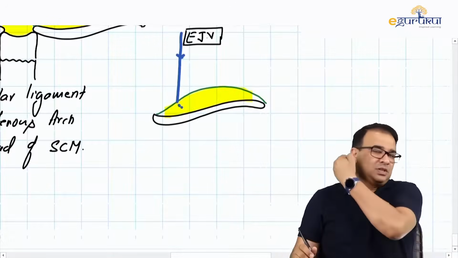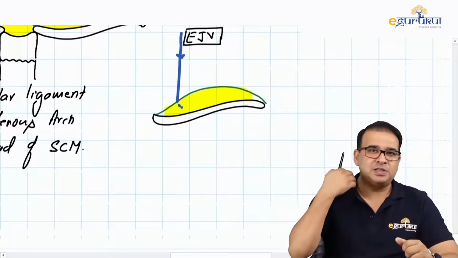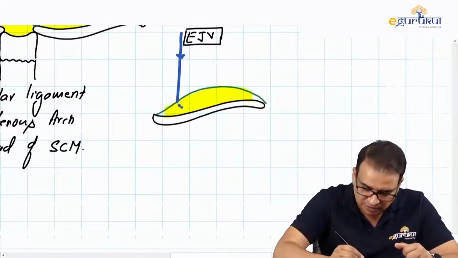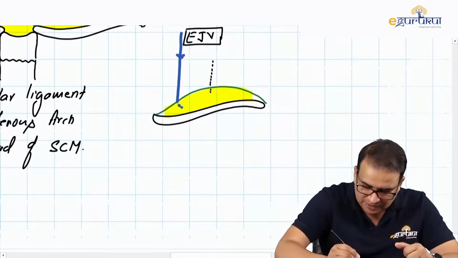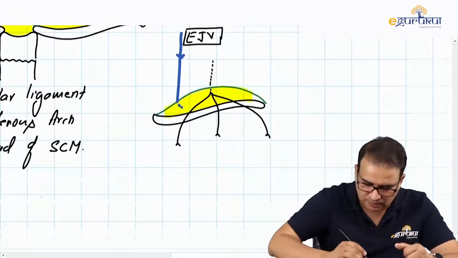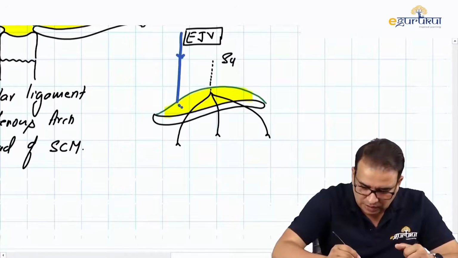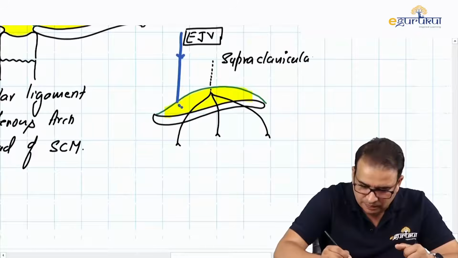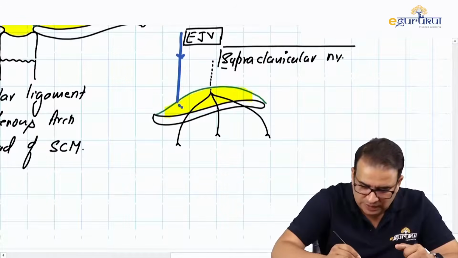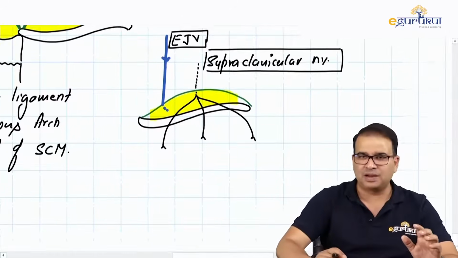Second thing, something which is coming from inside to outside. The branches from the cervical plexus, we call them supraclavicular nerves. Supraclavicular nerves are present deep to the fascia here, and then they pierce the deep fascia, and through this space those nerves come out having three branches. These are the supraclavicular nerves. So the two contents of the space are the external jugular vein and the supraclavicular nerves.